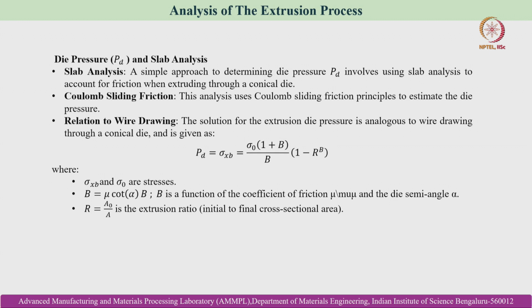Here sigma x b and sigma 0 are the stresses, and B is equal to mu cot alpha, where B is a function of the coefficient of friction mu and the die semi angle alpha, and where r is equal to A0 by A, that is the extrusion ratio, the initial cross sectional area divided by the final cross sectional area. So, A0 by A or A0 by Af, as you can understand. This is the expression for the die pressure in the case of extrusion, and it is also analogous to the wire drawing process.